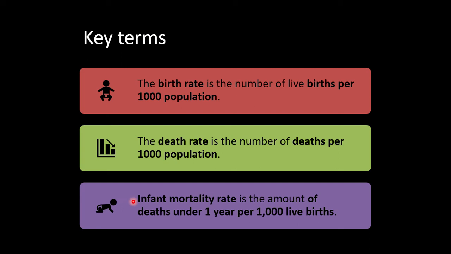And here's infant mortality. This is the third of the key terms that you need to know before we can really make any headway at all in this unit on population. This is the amount of deaths underneath 1 year old. So of the every 1,000 babies that are born and that live, this is the number of deaths that take place before that baby reaches 1. Okay, make sure you've got a note of those key terms.